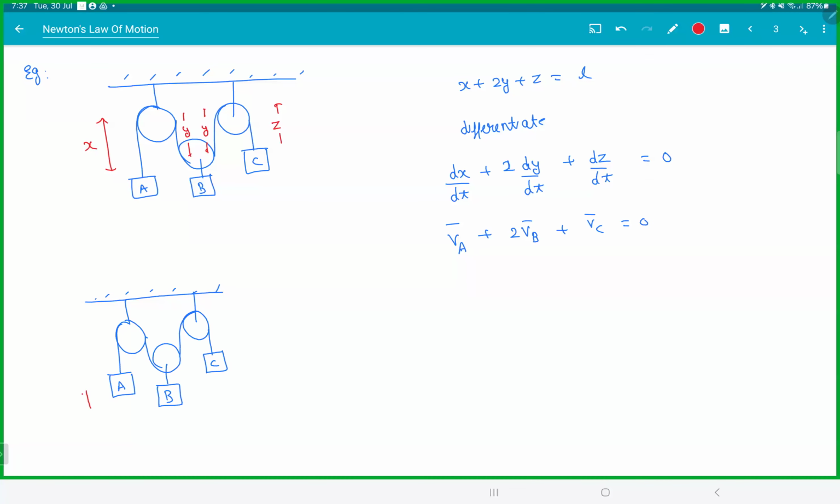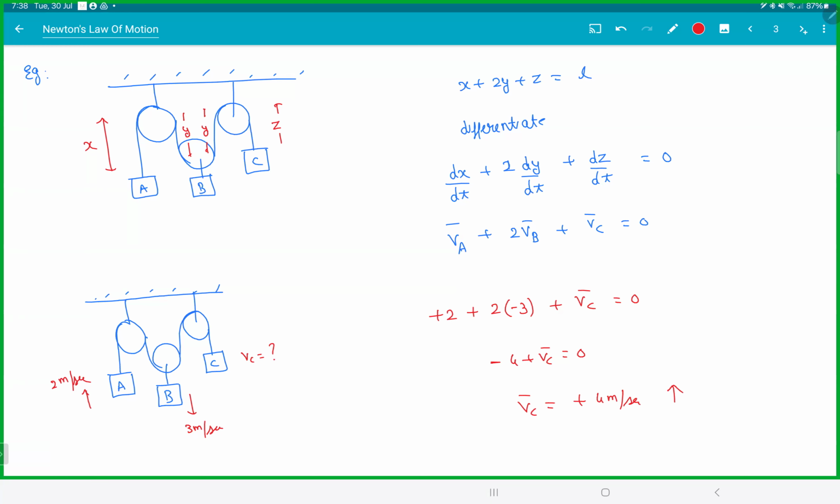Let's say A is going up with 2 meter per second. And let's say B is going down with 3 meter per second. And someone wants to find VC. Look at this formula. We'll keep the convention simple. Up positive, down negative. You can take down positive, up negative, doesn't matter, but keep one direction positive. So A is going up, so from this thing, it is plus 2. B is going down, so minus 3. C, I don't know. I'll just keep it as VC. So this will be minus 4 plus VC equal to 0. I got VC is equal to plus 4 meter per second. Plus indicates it is going up.